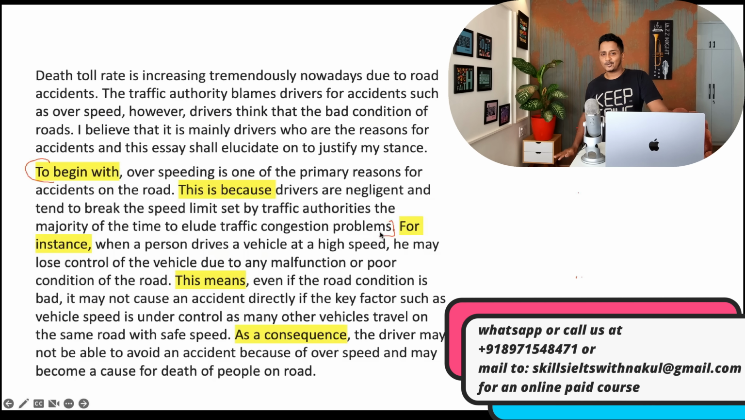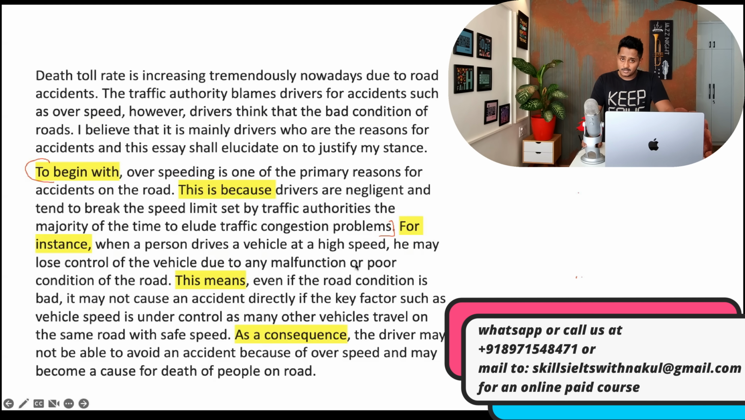Do you have any instances where this has happened? A driver going at 180 in a Mercedes AMG and an accident. Do you have any instances? Of course, yes. For example, when a person drives a vehicle at a high speed, he may lose control of the vehicle due to malfunction or poor condition of the road.